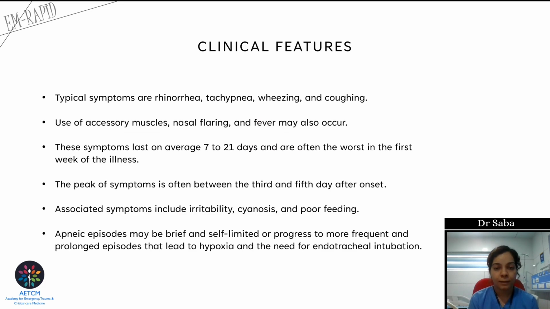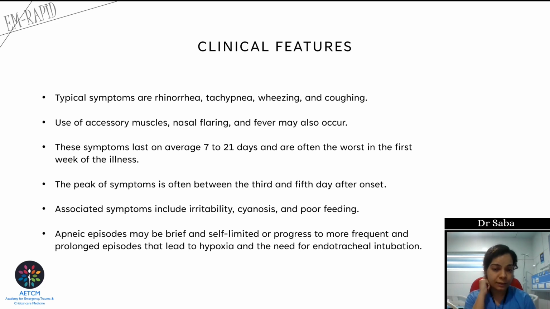Now, when you talk about the clinical features, it's quite simple because the child has ended up with airway obstruction and increased airway resistance, which ultimately causes increased work of breathing. Clinical features are nothing but increased respiratory distress. So the child can have tachypnea, wheezing, coughing, rhinorrhea, nasal flaring, use of accessory muscles, and obviously, since it's an infection, fever may also occur.